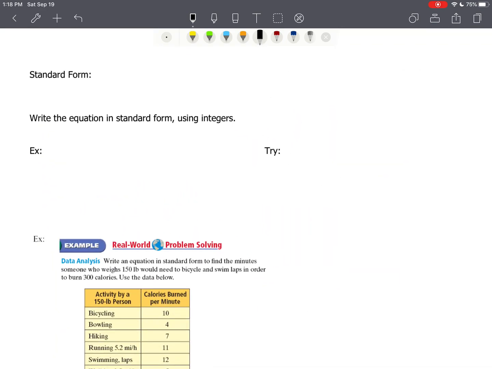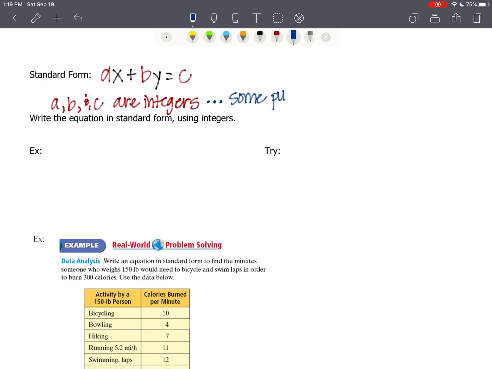Okay, standard form. I already kind of gave that away earlier: ax plus by equals c. A, b, and c are called parameters, and they are going to be integers. Now, in some books, some publishers go a step further and say that a has to be positive.